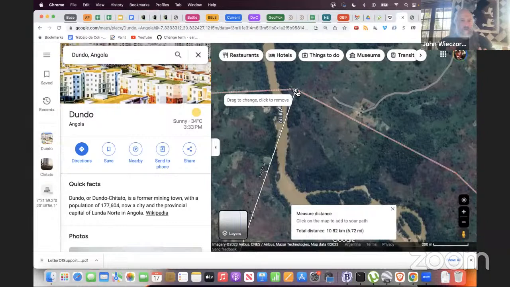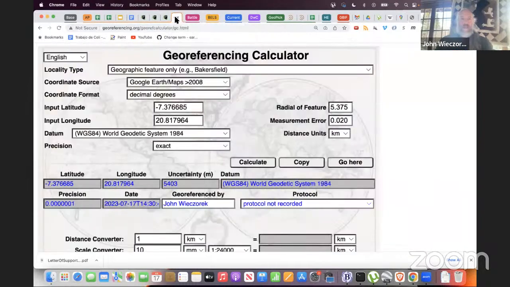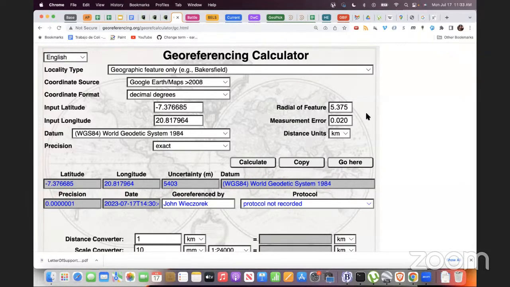So my overall measurement error was 20 meters. That's what I wanted to put in the calculator to demonstrate how careful I was being. This 0.02 kilometers reflects my 20 meters of being lazy on Google Maps. Does that answer the question? Yes, it does. Thank you.